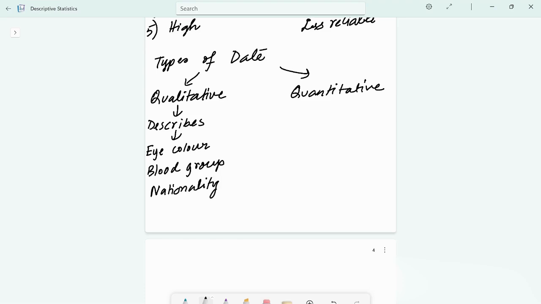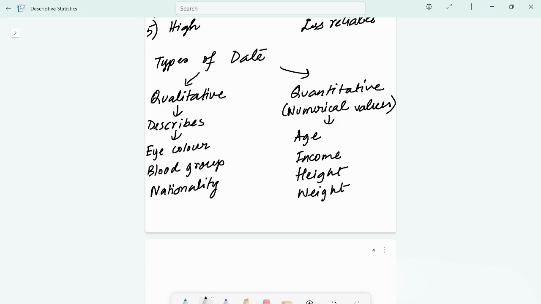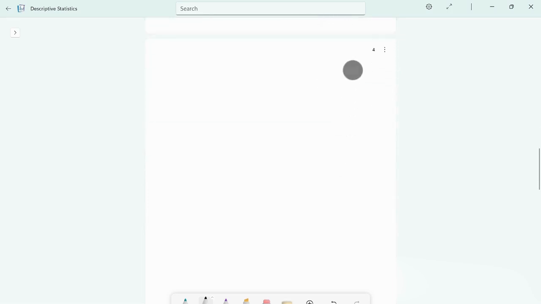Quantitative data represents numerical values. You can understand from the term itself, right? It can be measured or counted. So on the basis of that, we can again divide it into two. But let's write a few examples before. Examples can be age, income, height, weight, anything. Now we see types of quantitative data.